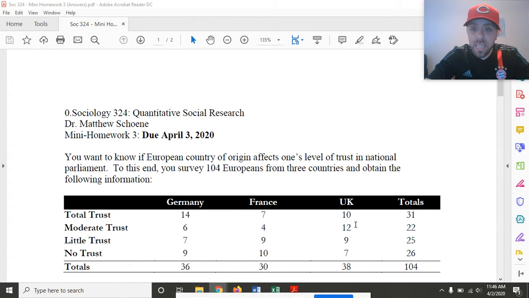So you were given the following information: Germany, France, UK, and total trust, moderate trust, little trust, and no trust. Total number of people that we sampled here was 104, and the values that you see here are obviously the intersection of country of origin, a country of residence, and their level of trust in their national parliament.